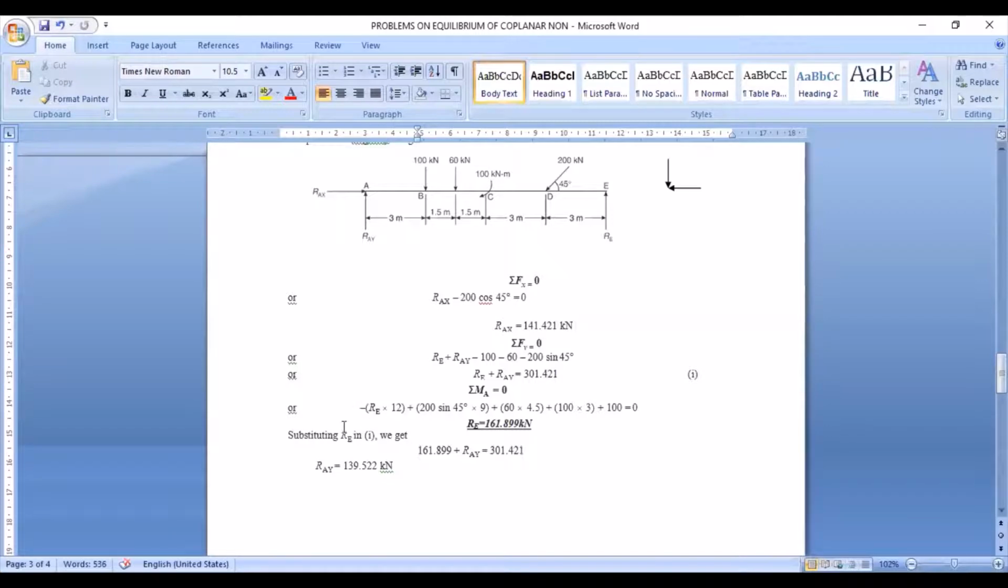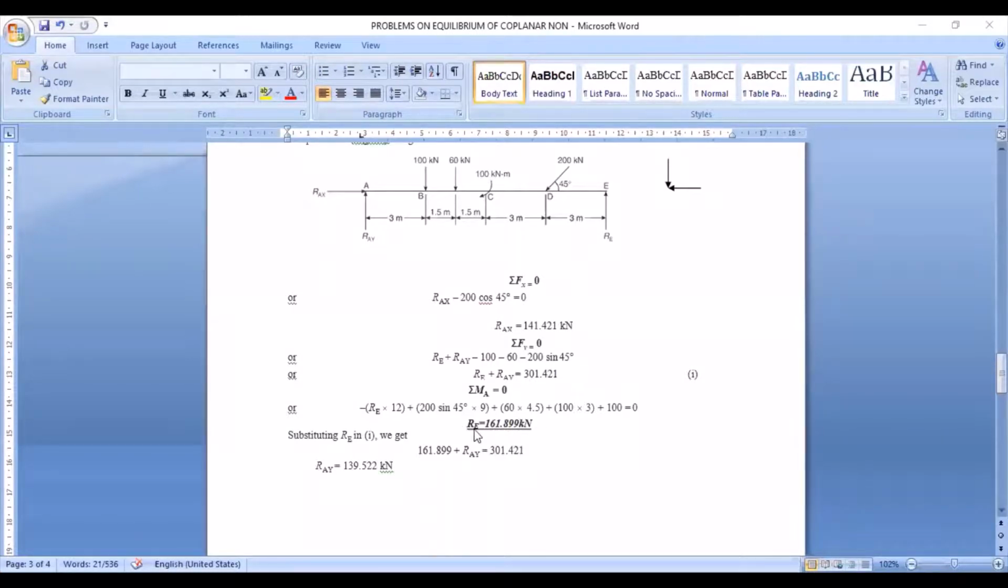Now if you concentrate on this equation, you can see that there is only one unknown, that is RE. So if you rearrange the terms in this equation and solve for the unknown, that is RE, you will end up getting a result as RE is equal to 161.899 kilonewton.